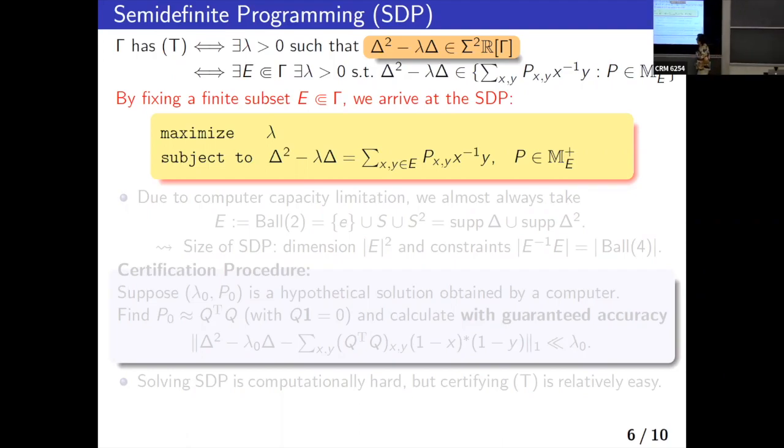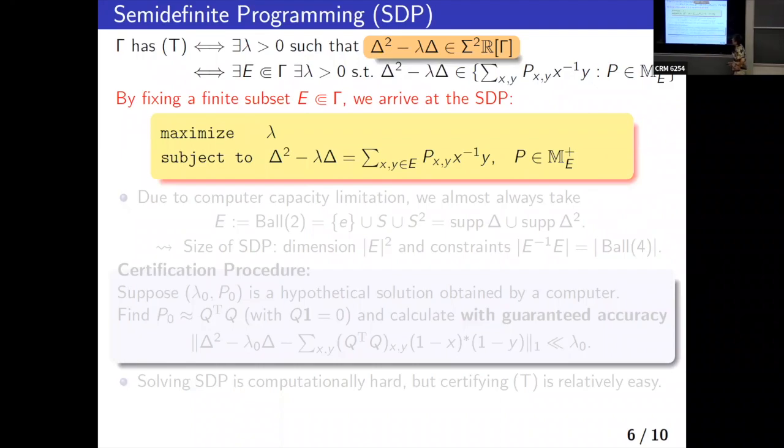So this gives you an SDP problem. That's where you want to maximize lambda such that delta squared minus lambda delta is this positive form. And if lambda is strictly positive, we are done. By the way, I completely ignore the word problem. To implement this, you need to know which x inverse y's are the same. But I ignore it because today our examples don't need it. It's easy to check in our examples.